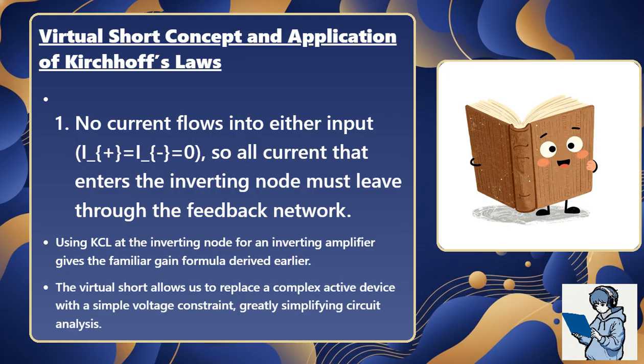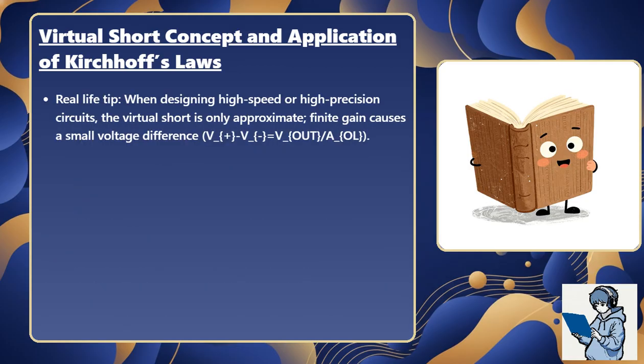The virtual short allows us to replace a complex active device with a simple voltage constraint, greatly simplifying circuit analysis. Real-life tip: when designing high-speed or high-precision circuits, the virtual short is only approximate. Finite gain causes a small voltage difference, V plus minus V minus equals V out over A sub OL. Engineers sometimes include this term to predict error.